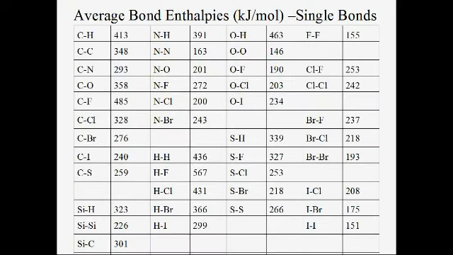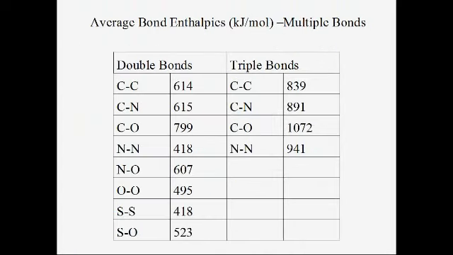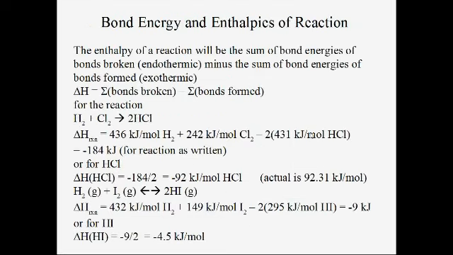In this table, all of these are single bonds. We see a range of values from hundreds of kilojoules per mole up to the 400s of kilojoules per mole. For double bonds, we see a range from the lowest of 400 up to just about 800 kilojoules per mole. And then for triple bonds, we're running from the 800s up to 1,000 kilojoules per mole. So we see that bond energies increase as you go from single to double and double to triple.